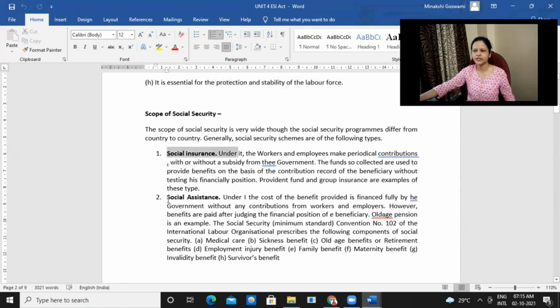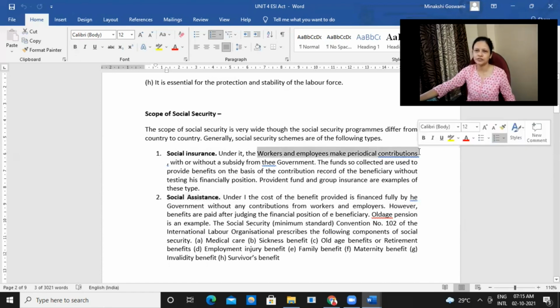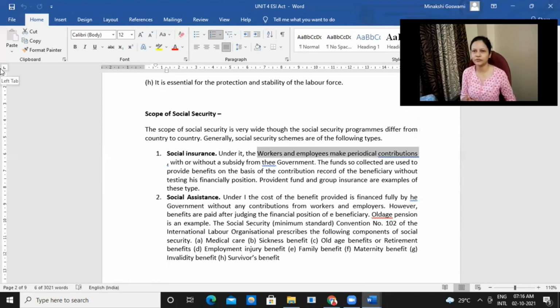Social security may involve two things: social insurance or social assistance. When we say social insurance, workers and employees make periodical contributions. They would pay some amount of money, like what happens in ESI, right? It is like an insurance from where they would get benefit if there is any situation where the person or his dependents are hospitalized or something happens. So that is social insurance. Both employer and employee contribute some amount, and from that they get the insurance.